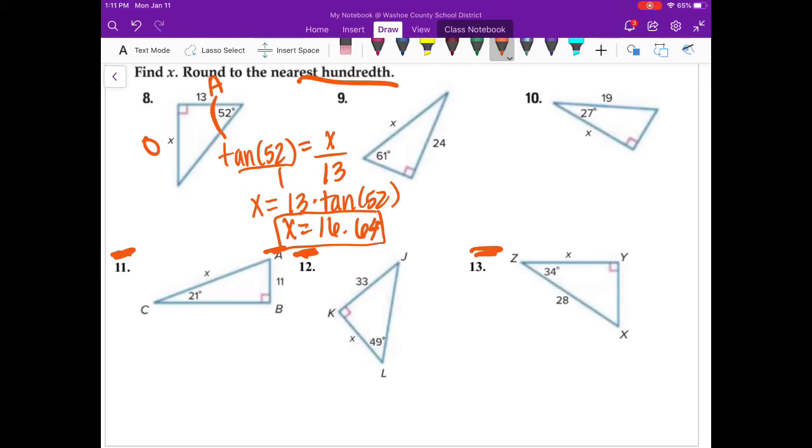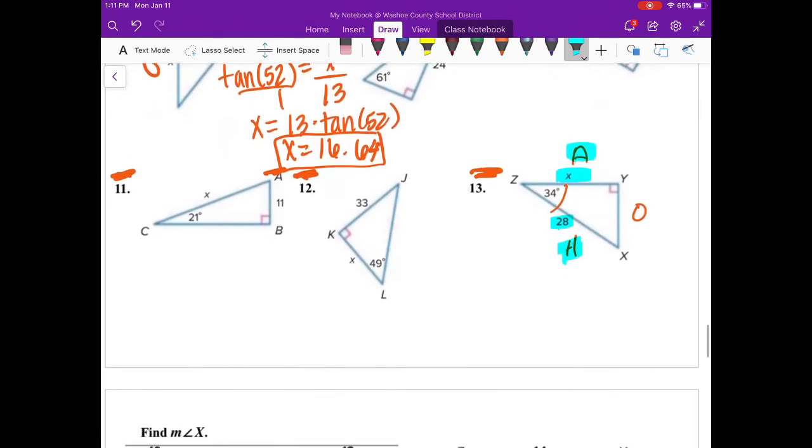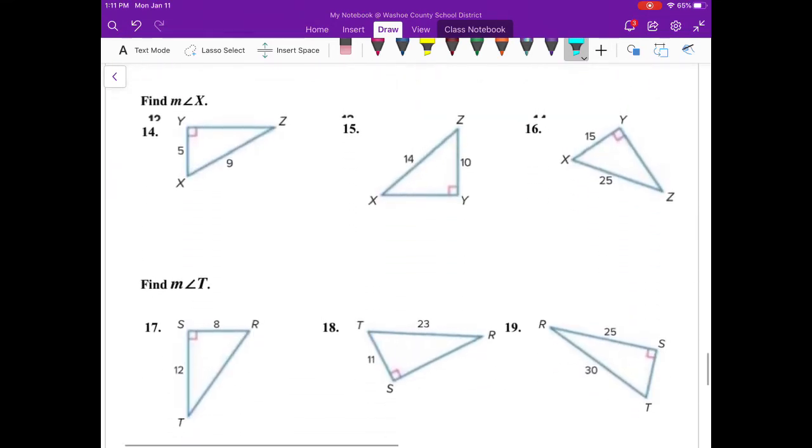So just label your triangle based on whatever angle you're given, like OAH, and then go back and say, okay, which ones do I have? A and H. For number 13, I would use cosine, for example. Okay, so that's these 6 problems, just finding the missing side.